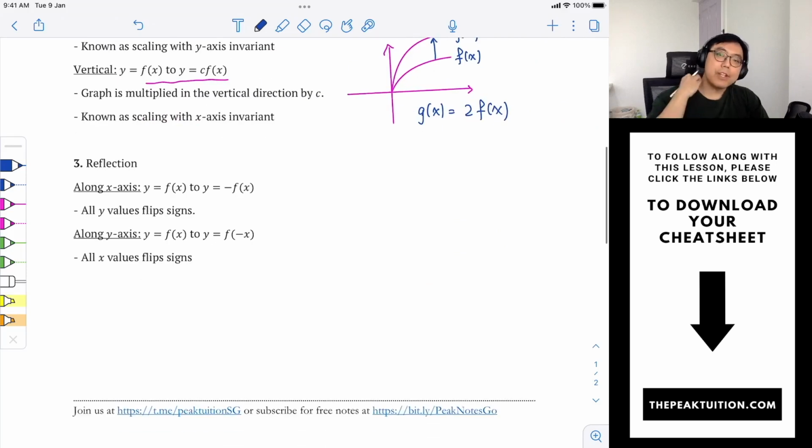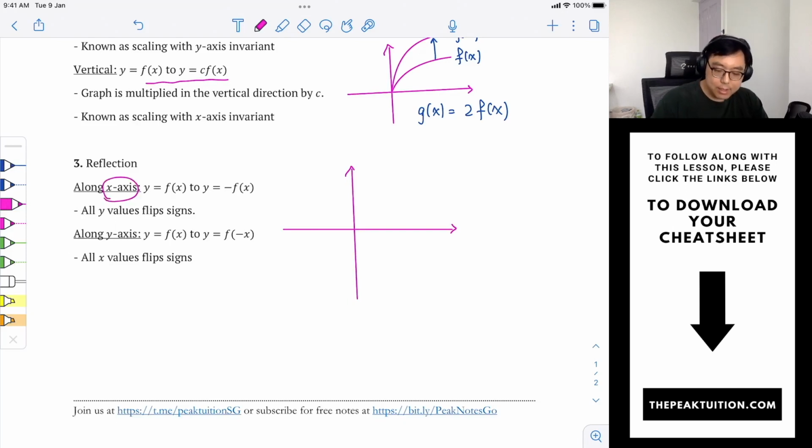Then we move on to reflection. So reflection will be usually along the x or y axis. So these are generally quite straightforward. It's just a matter of a mirror image. So we are basically flipping all the x or flipping all the y. So if we are flipping along the x-axis, that means we are treating the x-axis as a mirror.